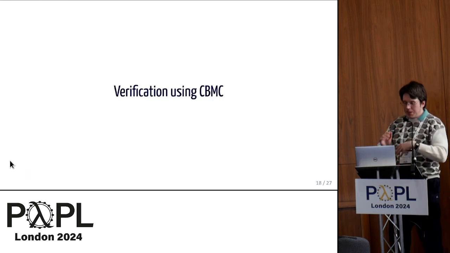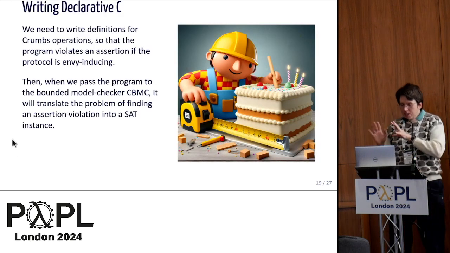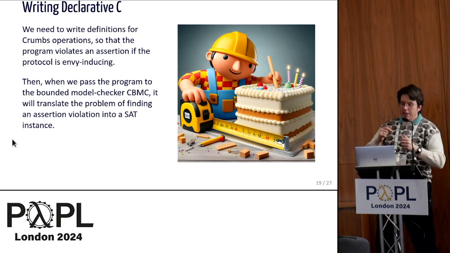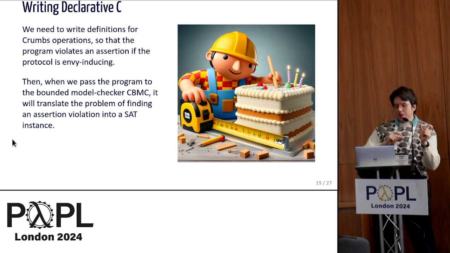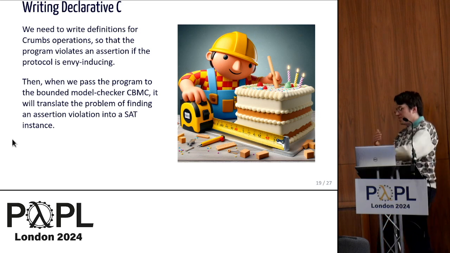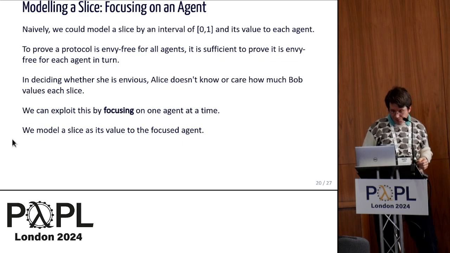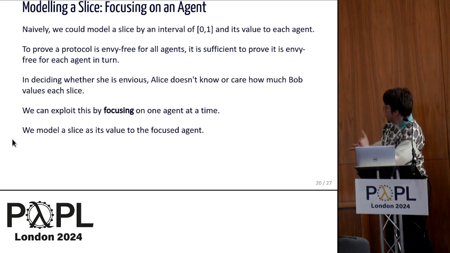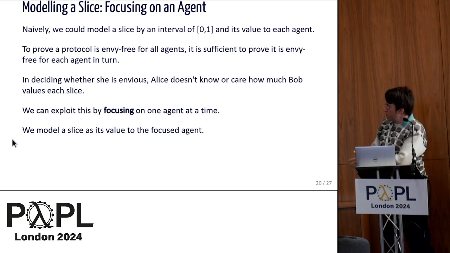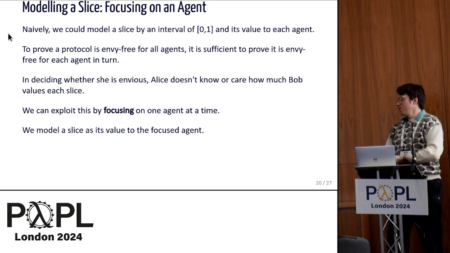Okay, so how do we go and turn this into a verification procedure using CBMC? The fundamental idea is that we need to write definitions for these operations in C so that if the program violates an assertion, then the protocol is going to be envy-inducing. I'm going to pass that to CBMC. It'll translate the problem of finding the assertion violation into SAT, and then we'll solve that with KISSAT. So we already talked about integer arithmetic, which was one important observation. The other important observation in terms of efficiency is the fact that we can focus on an agent. So what do I mean by that?